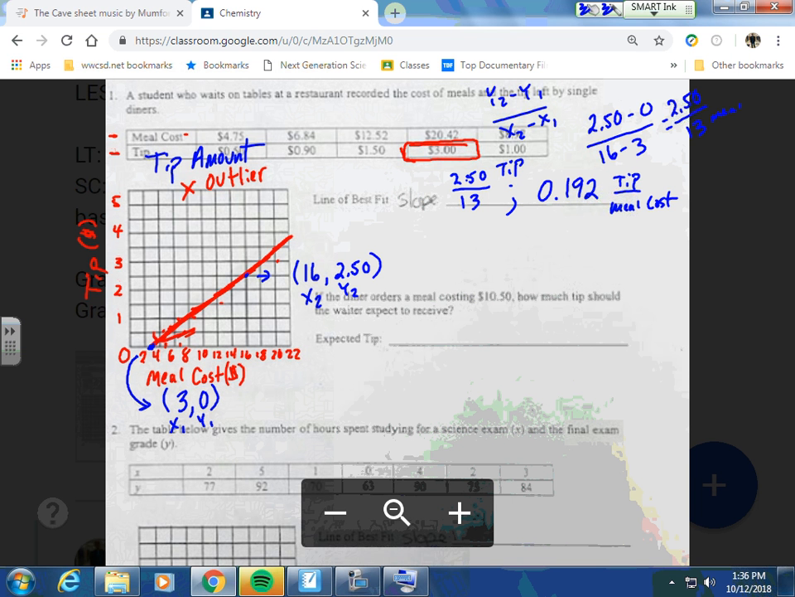And now, if this shows us a relationship, if we look at the next question, if the diner orders a meal costing $10.50, how much tip should the waiter expect to receive? Do you guys have any idea how we might figure that out? Don't think about my 20% rule that I showed you. This is just based on this example. Nathan?